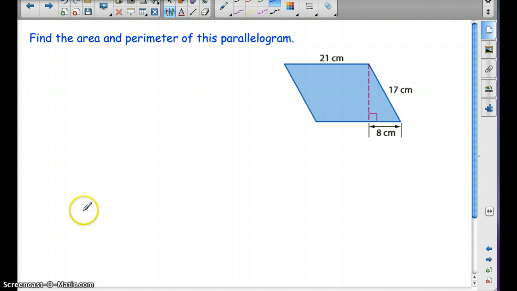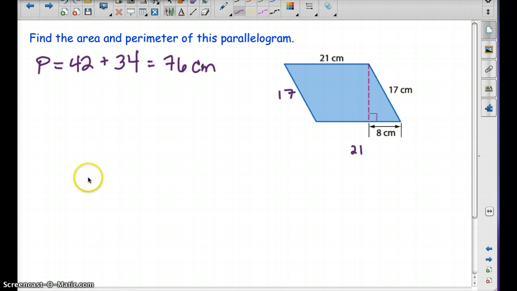Let's look at this parallelogram, this example. And why don't you pause the video and see if you can do this on your own. So this is what you should get for the perimeter, is 76 centimeters. Now what did you guys do for the area?